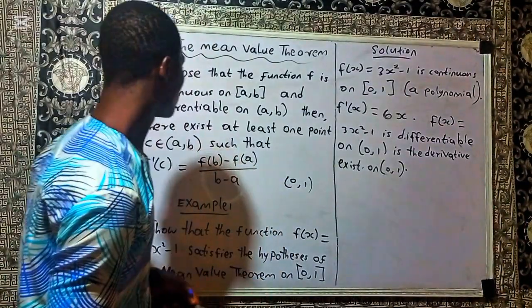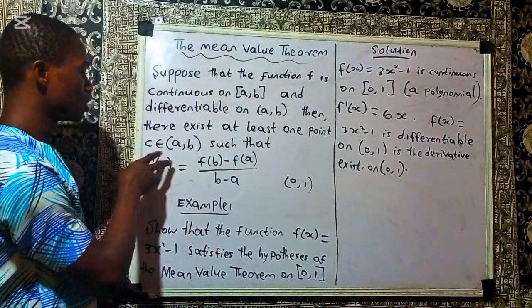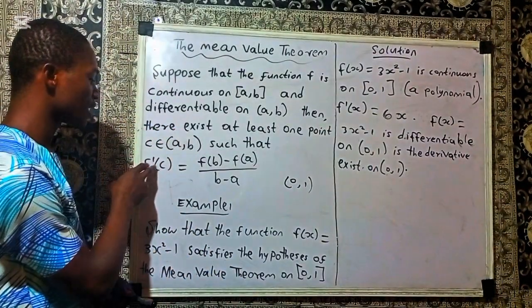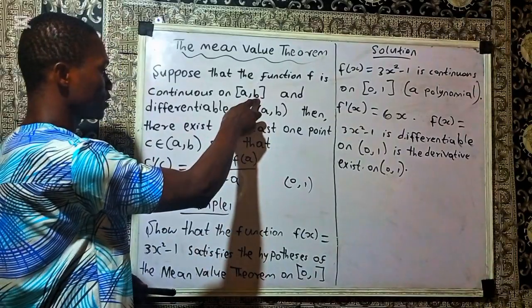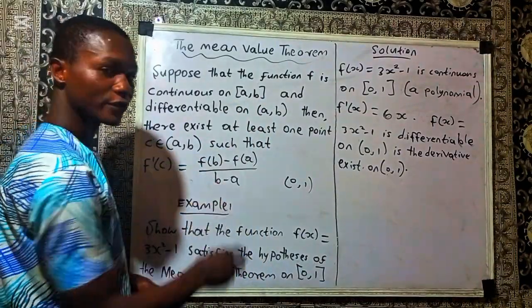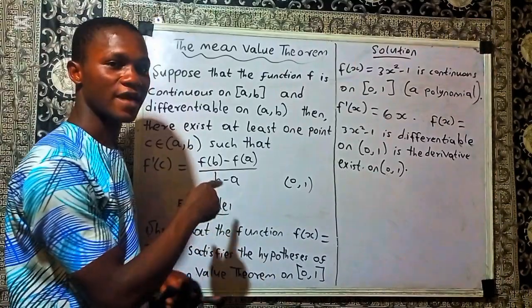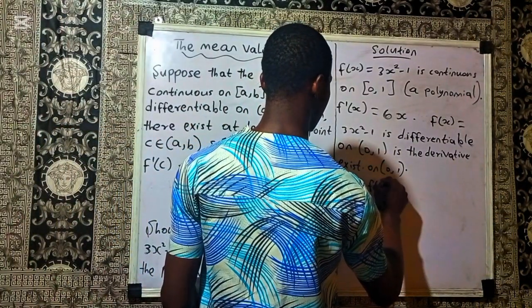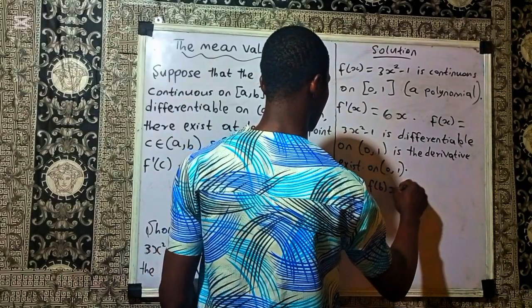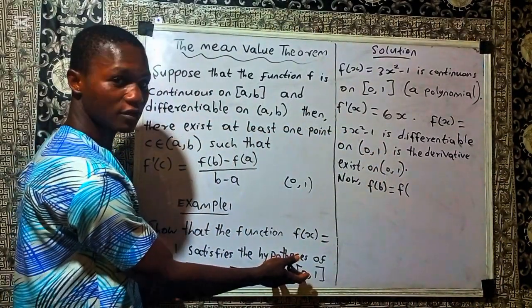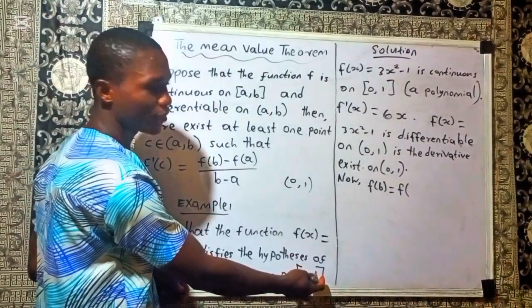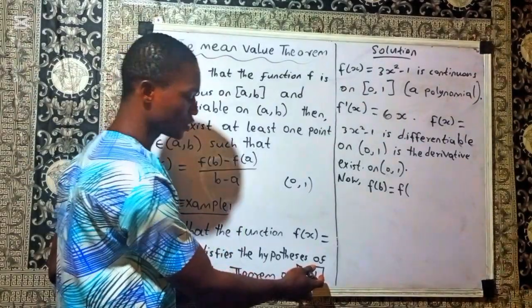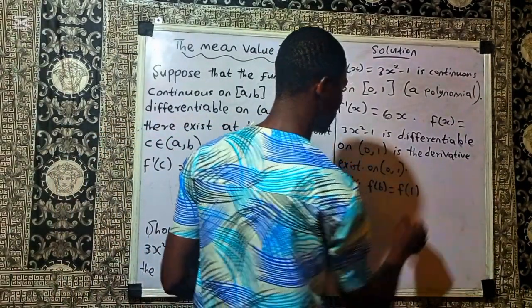Then the next thing you have to do is to get that point c such that the derivative of the function at the point c is equal to f at b minus f at a divided by b minus a, right? Now let's get f at b. Look at the closed and bounded interval we have. b is the end point, the last point. So f at b is the same thing as f at the last point, which is f at 1.